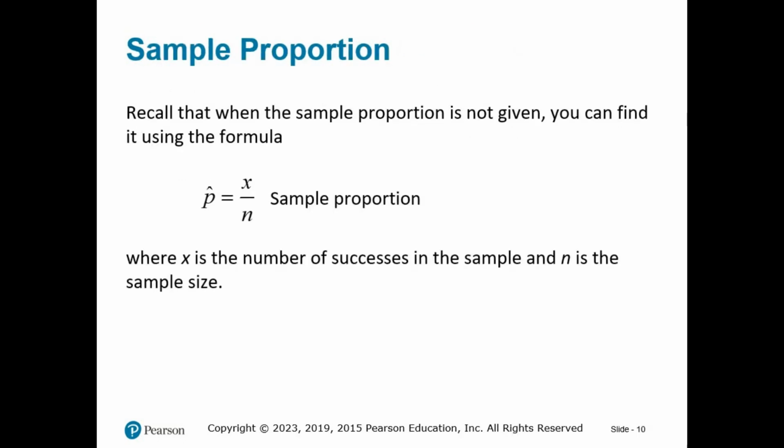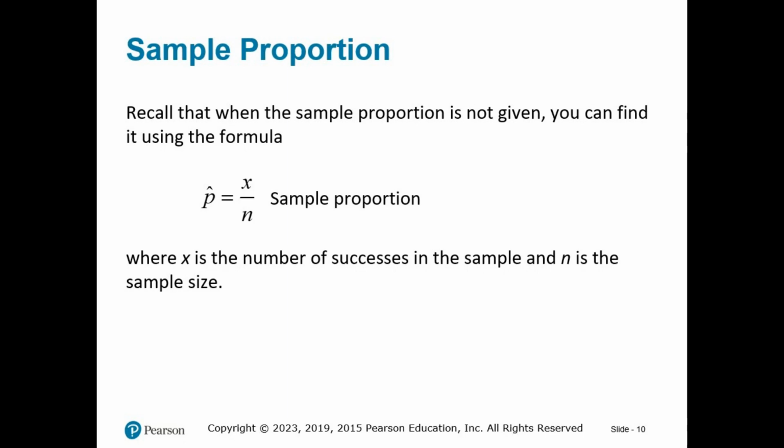So what do we do if the sample proportion is not given? Well, we've seen this possibility before, and if it's not given, we can say that X, or the number of successes in the sample, divided by N, or the sample size, is the sample proportion.